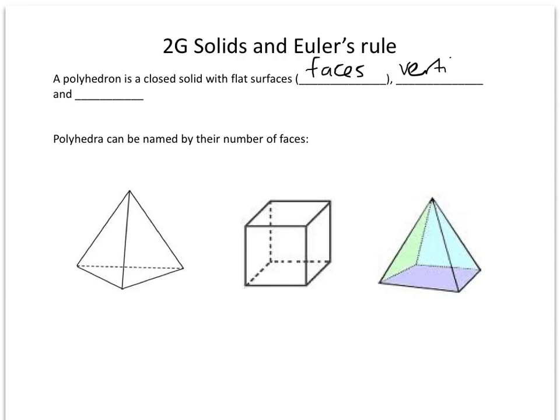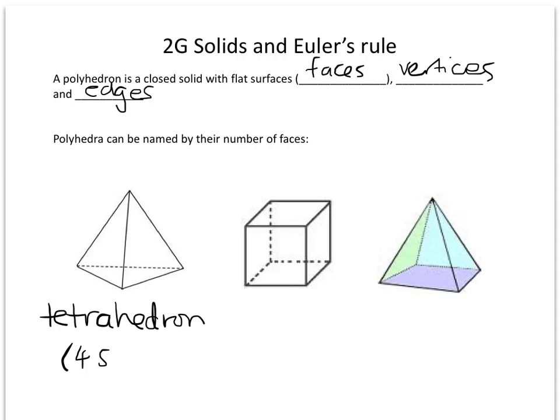vertices, which are the corners of a polyhedra, the vertex, and edges, which are the sides that are joining the vertices together. We can name a polyhedra by their number of faces, so this is one way to name them. This would be called a tetrahedron, and it's a four-sided polyhedron.